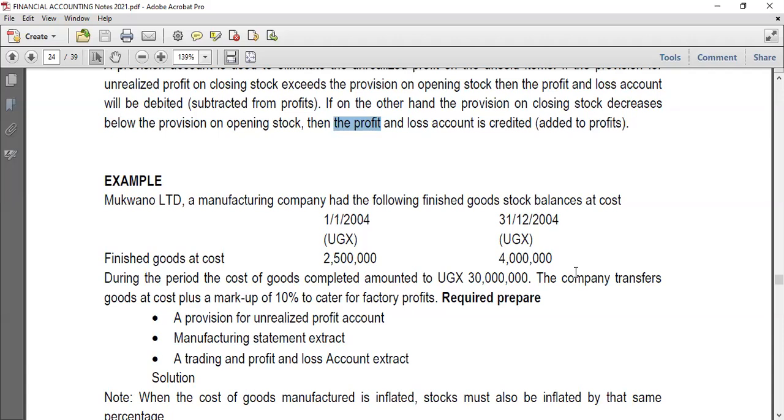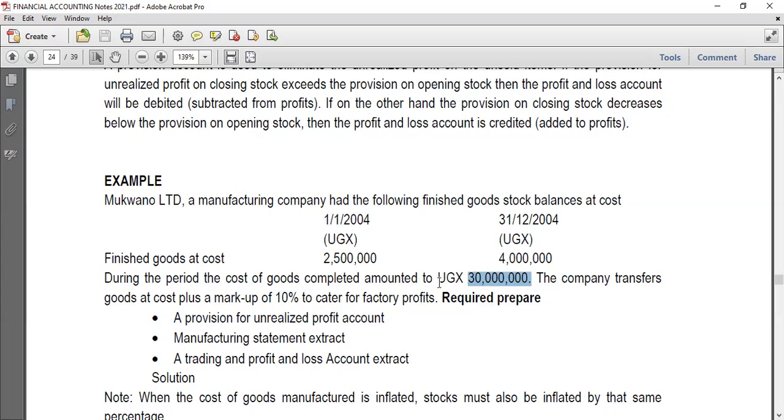Mukwano Limited, the manufacturing company, had the following finished goods, okay? So what we are saying is we have finished goods at cost 2.5 million at the start of the financial year. And then we have finished goods at the end of the financial year, which is 4 million, okay? They are telling us that during the period, the cost of goods completed amounted to 30 million.